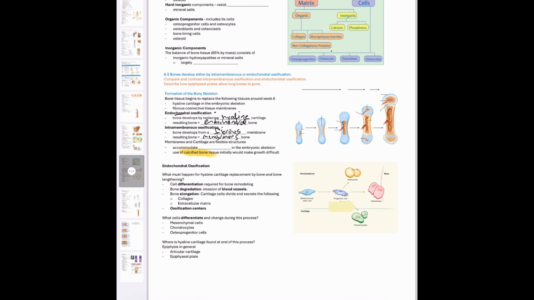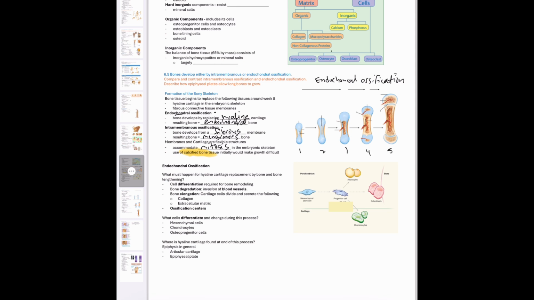Using hyaline cartilage or this fibrous membrane allows some flexibility here. It is able to accommodate mitosis of the embryonic skeleton. And so you can see the process of endochondral ossification. That is what is going to be seen here. These are some of the steps for endochondral ossification.